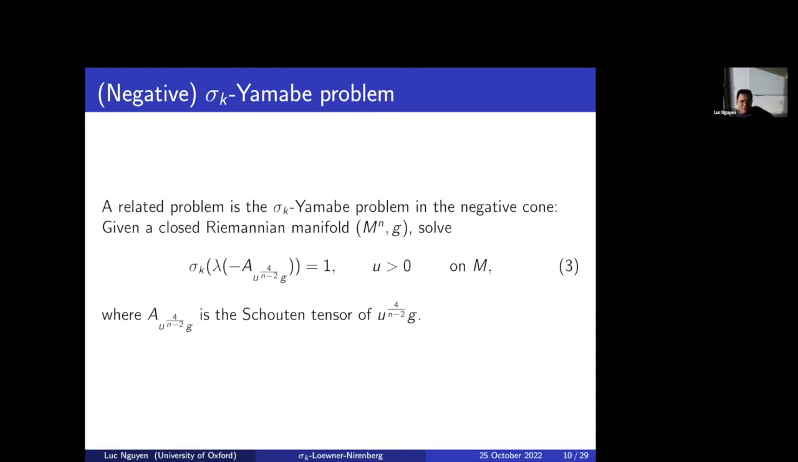Okay, a closely related problem is called the sigma k Yamabe problem, but this one is posed on a manifold. So the question is to find, on a given closed Riemannian manifold (M, g), a positive function u such that the sigma k of the eigenvalue of the Schouten tensor of the new conformal metric u to the 4 over n minus 2 g is equal to 1, so is equal to a constant. And again, in this case, we're imposing that the eigenvalue of the Schouten tensor is in the gamma k cone.